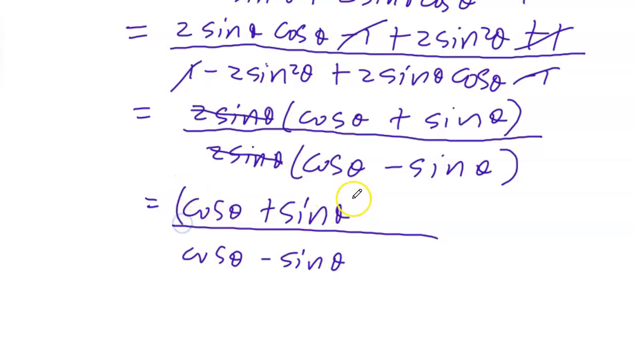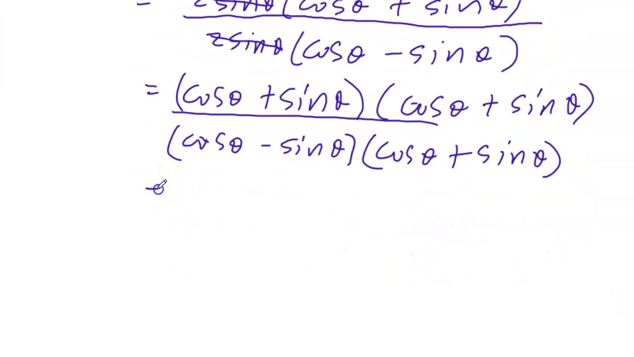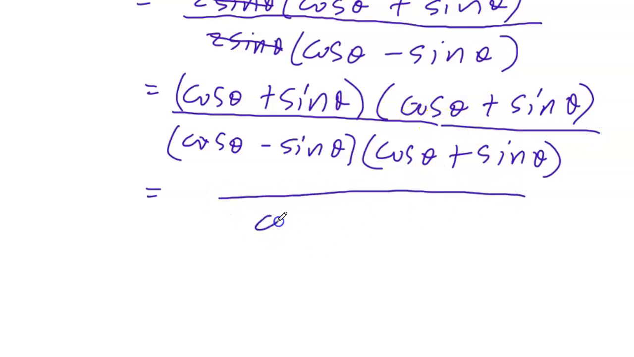One thing we could do is multiply by the conjugate of the denominator. The conjugate of the denominator is cos theta plus sine theta. So for the fraction to remain equivalent, we have to do the same to the numerator. Let's expand the denominator first. Notice the difference of 2 squares. So when you expand, that's just cos squared theta minus sine squared theta. And above here, notice cos theta plus sine theta times itself.